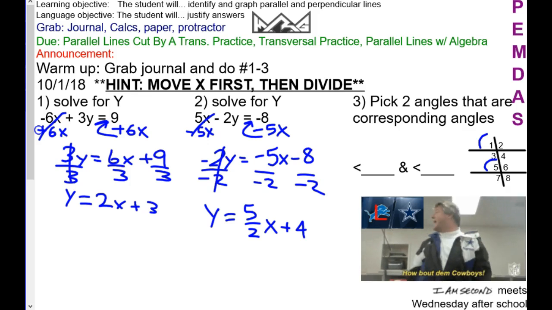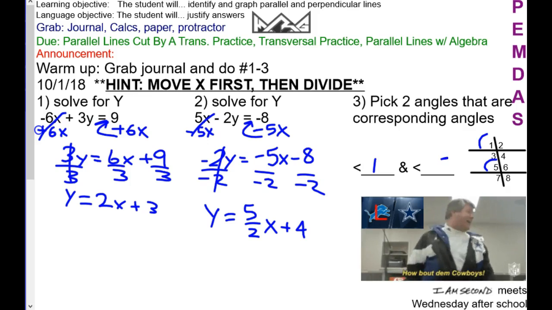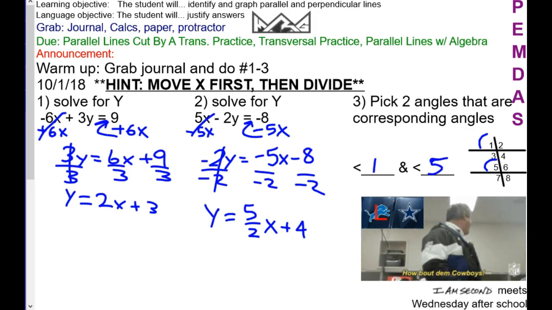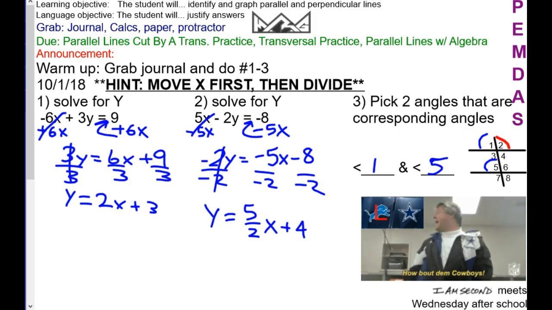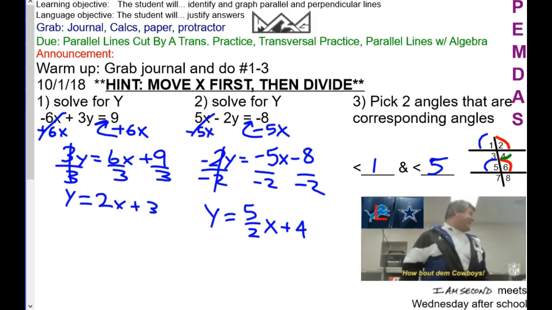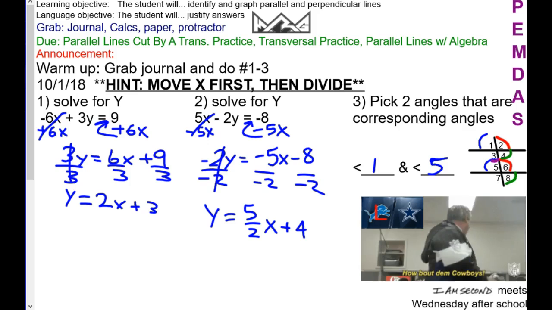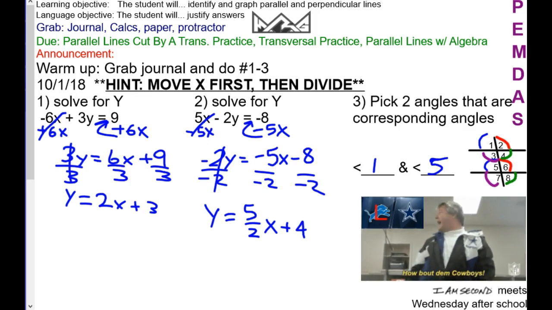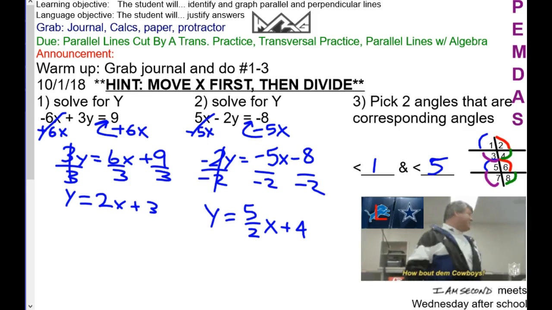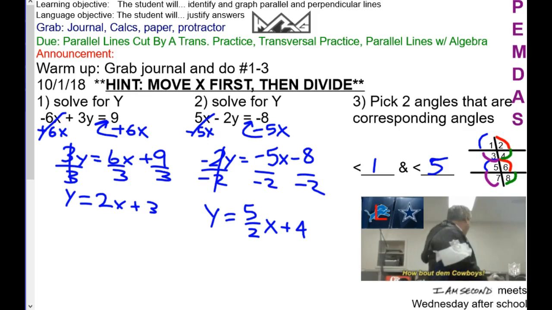Okay? What's another example? I'll just put this here, 1 and 5. Yeah, I put 2 and 6. Okay. You could have picked 2 and 6. That's cool. 4 and 8. That works too. What else? And then 3 and 7 could have worked as well. So there's 4 different options for corresponding angles. You got to know what they are. We can't forget these angle pair relationships.